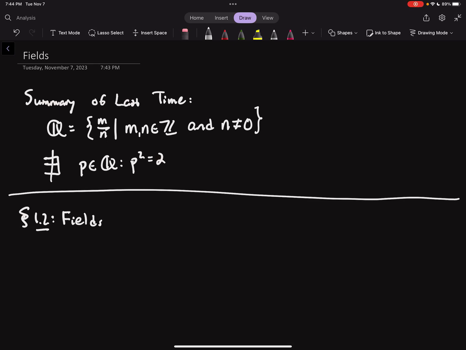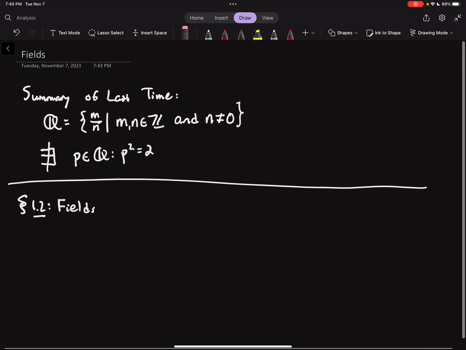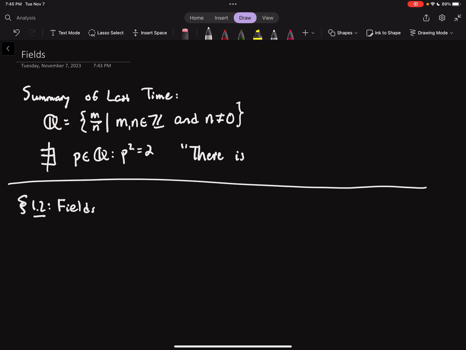Okay, so last time we briefly discussed the rational numbers, and we showed that there's no rational number whose square is 2. So basically, we can summarize by saying there is no root 2. That would be the takeaway from the previous video.